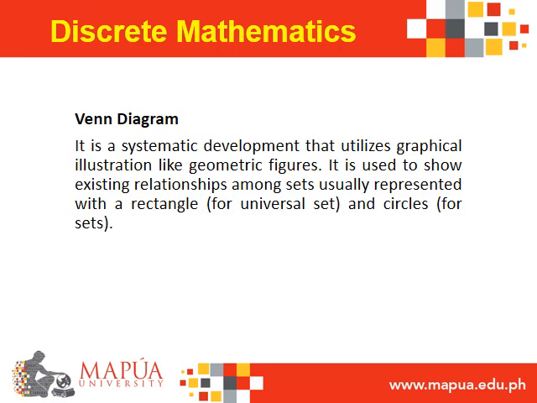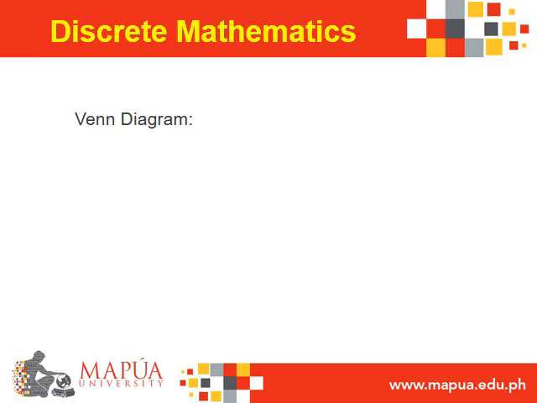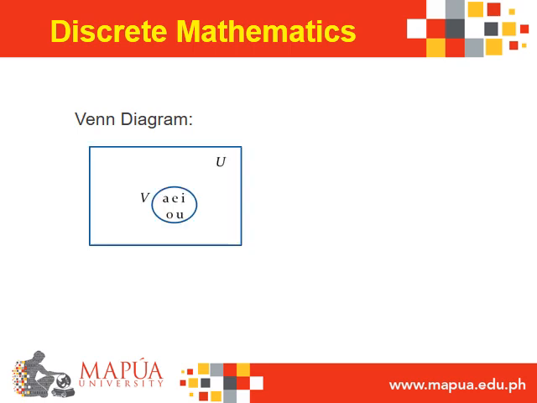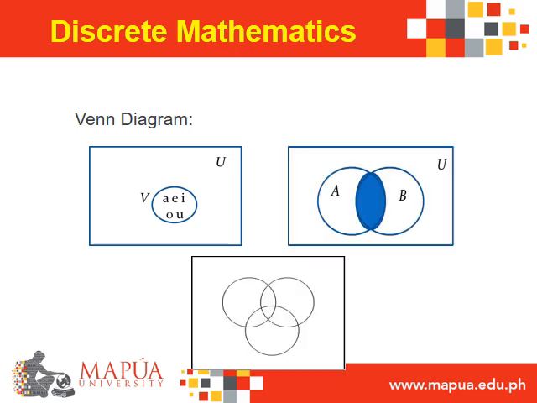A Venn diagram is a systematic development that utilizes graphical illustration like geometric figures to show existing relationships among sets, usually represented as rectangles for universal sets and circles for sets, like this. A Venn diagram may contain a universal set which includes one set or two sets or even more.